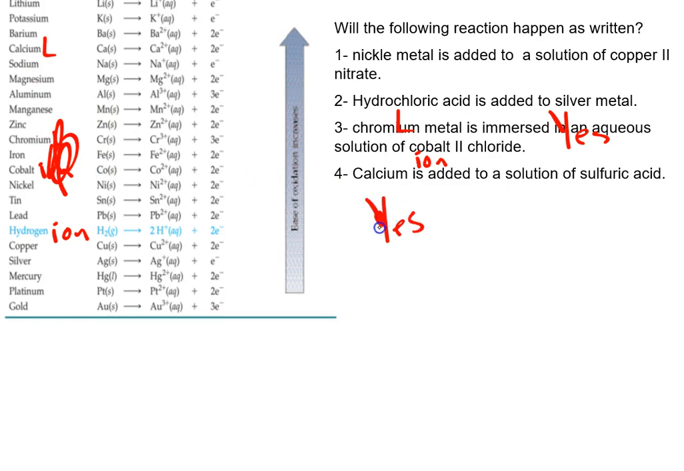If you're asked one of these on the test, you will be given the activity series. Now, not every part of it, but you'll be given the pieces that you need to know for that part of the test. Are you okay with that?